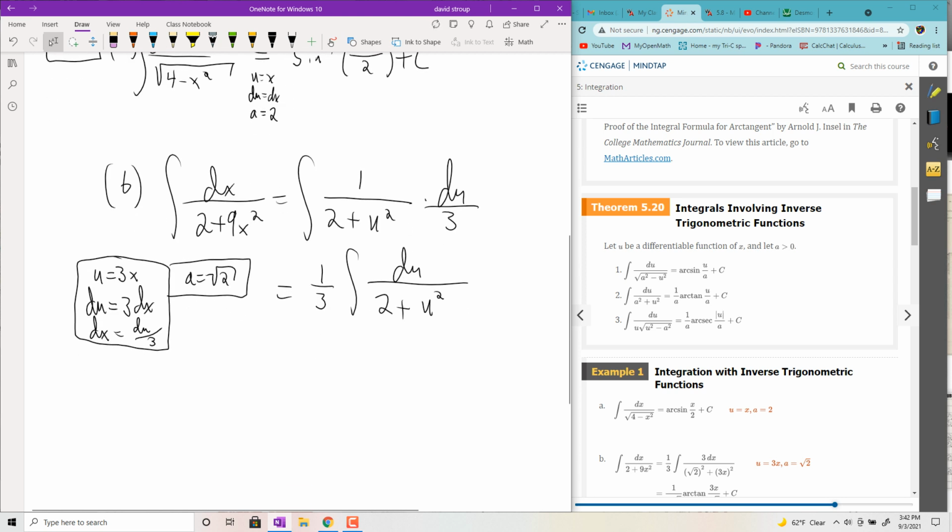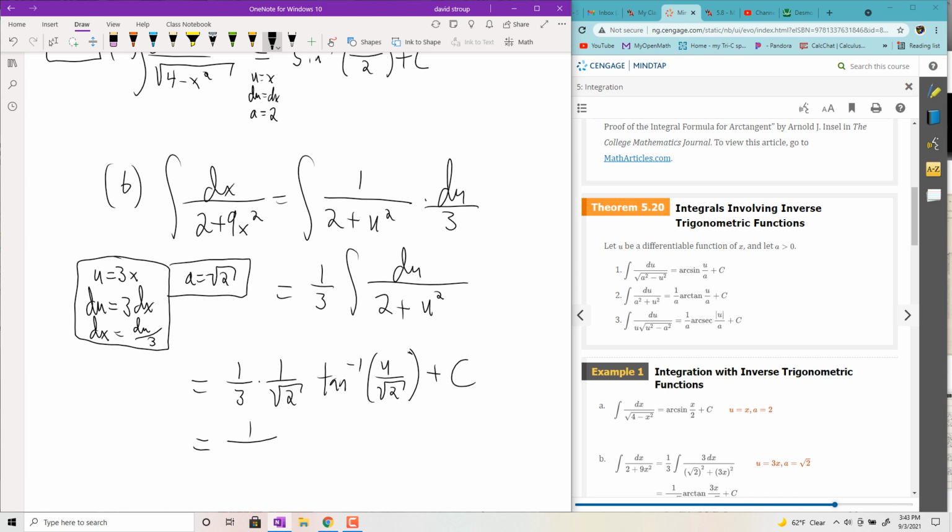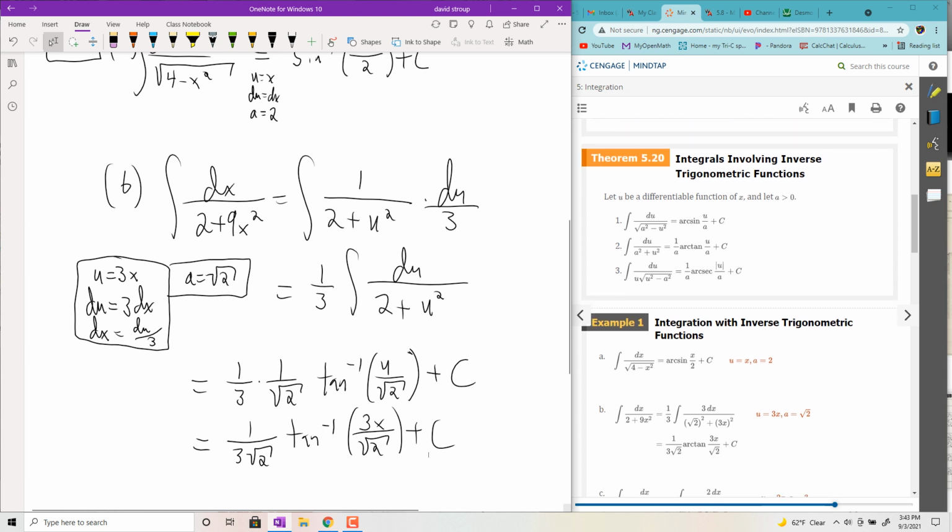Right? So I can go ahead and integrate. It'll be 1/3 times 1 over a, which is root 2, times tan inverse of u over a. And again, a is root 2. And then plus c, and then back sub, and we should be done. 1 over 3 root 2, arctan, or tan inverse of 3x over root 2, plus c, which should be the answer. Yep.